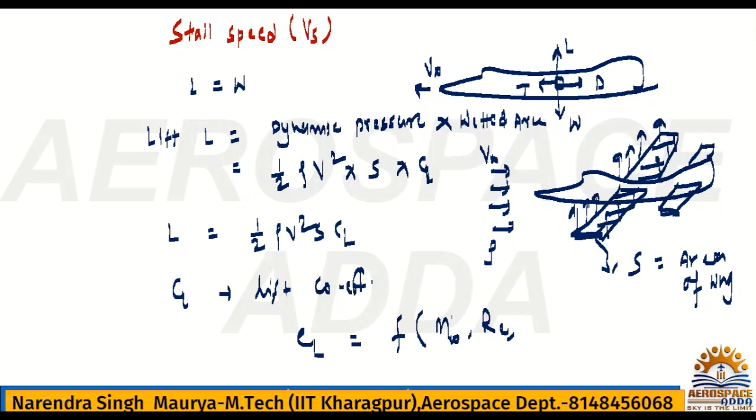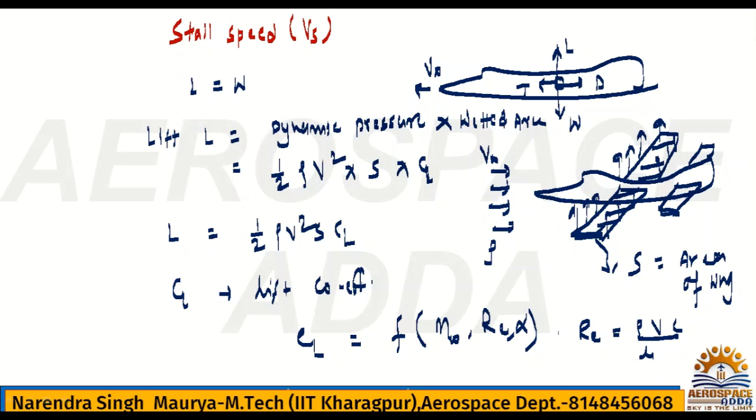Mach number defines whether you are using a subsonic or supersonic wing or airfoil. That's the reason we have Mach number here. And Reynolds number is rho V C by mu. That is the non-dimensional number which analyzes the flow. So CL depends on Mach number, Reynolds number and alpha, which is the angle of attack. If you change any of these three, CL will change.